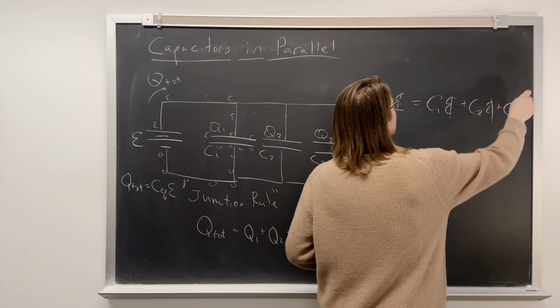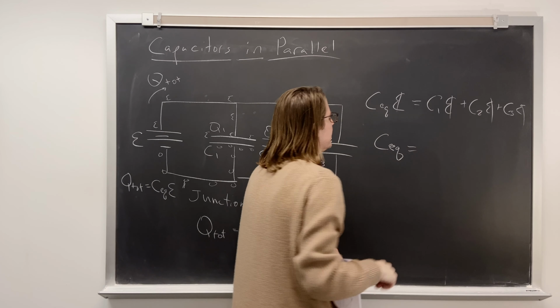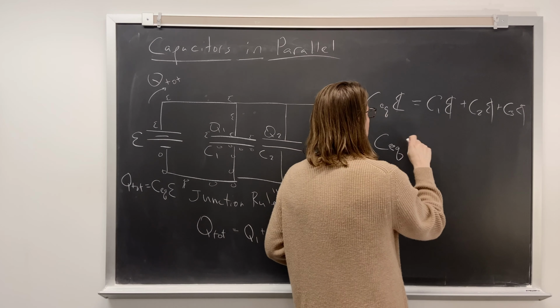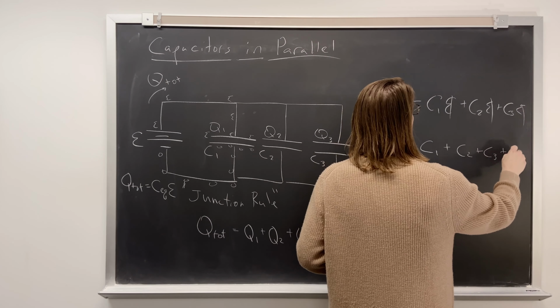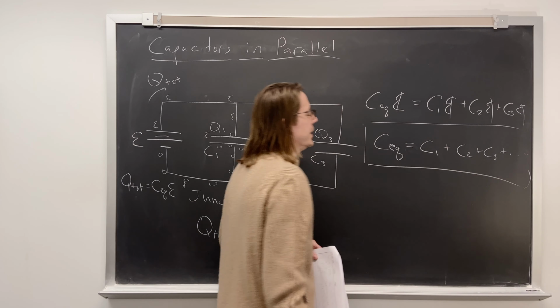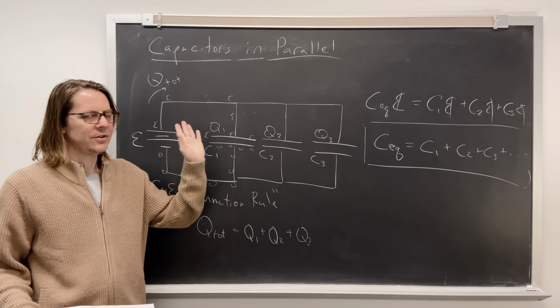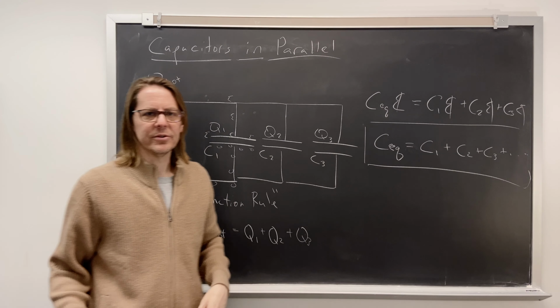The EMFs go away. And we have that the equivalent capacitance of this parallel arrangement is just C1 plus C2 plus C3. And if there were more, it'd be like that. So again, it's kind of the opposite of resistors. For resistors, if they're in parallel, you have the inverses. But for capacitors, if they're parallel, you just add the capacitances.